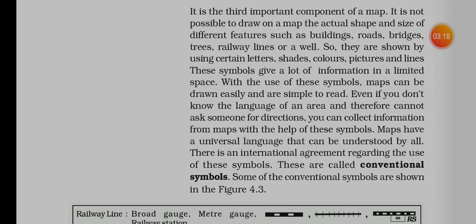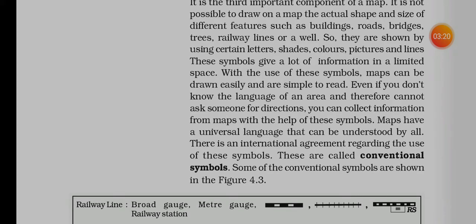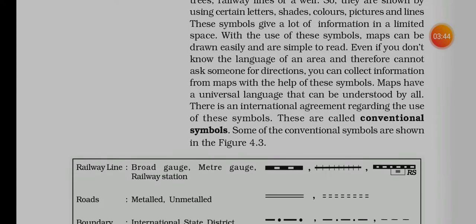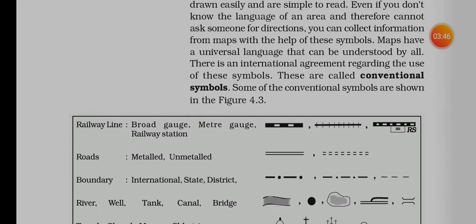It is not possible to draw actual size or shape of different features such as buildings, roads, bridges, trees, railway lines, or a well. So they are shown by using certain letters, colors, pictures, and lines. A map has a universal language that can be understood by all. There is an international agreement regarding the use of these symbols. These are called the conventional symbols.